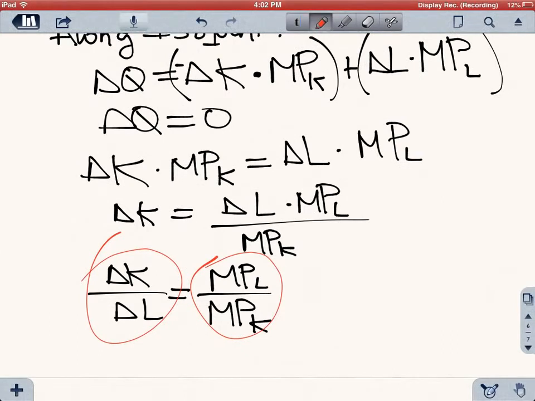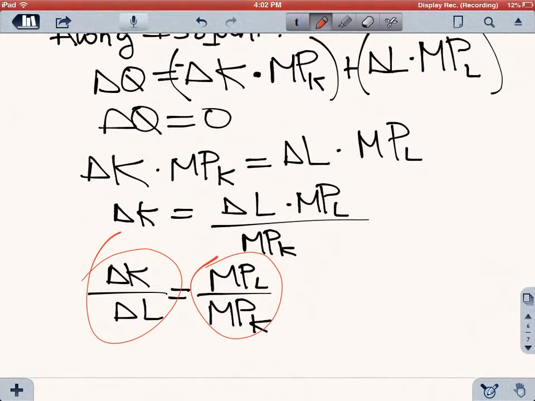The slope of the isoquant is going to be equal to the ratio of the marginal productivity of labor to that of capital. And when you have very little labor, the marginal productivity of labor is going to be high, which means the slope of the isoquant will be high in absolute terms. But when you have a lot of labor and very little capital, the marginal productivity of labor will be low, the marginal productivity of capital will be high, and your slope will be low in absolute terms.